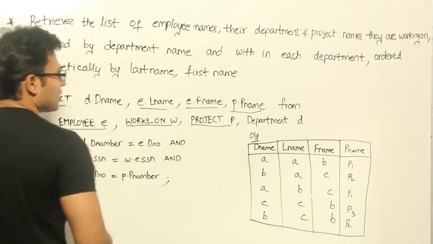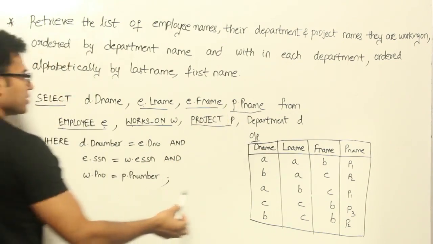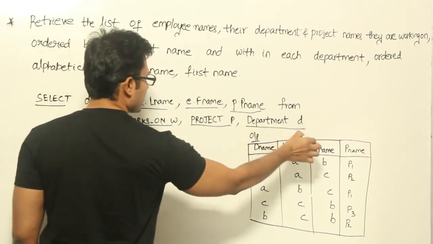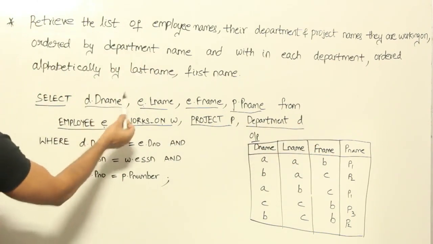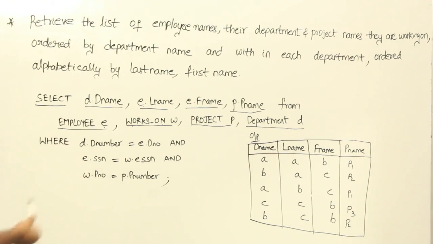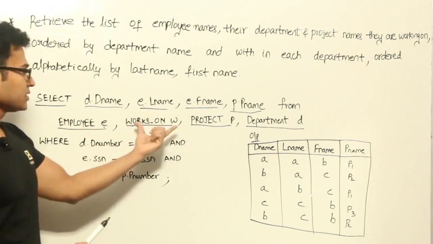It is going to give the project name. And then I want the department name. That is why I am using the department table, which is named as D here, and I am going to write D.Dname just to write the department name. Got it? So this is the entire information I want from these tables.